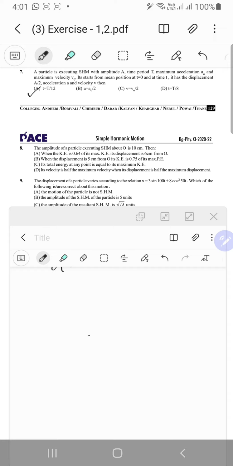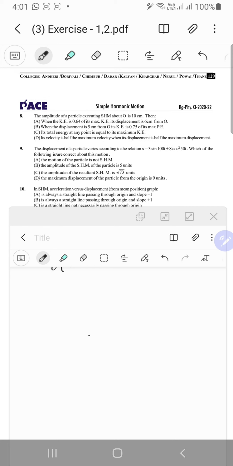What's the acceleration? Yeah, it's definitely half the acceleration of what it would be at that point. Okay, what's the velocity? No, it's not half. It's square root of 3 by 2 times that, so no.